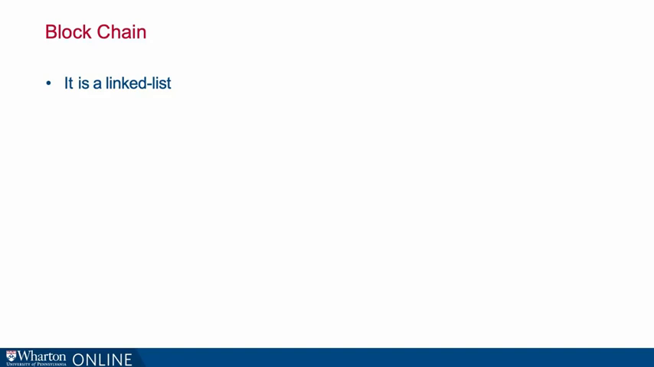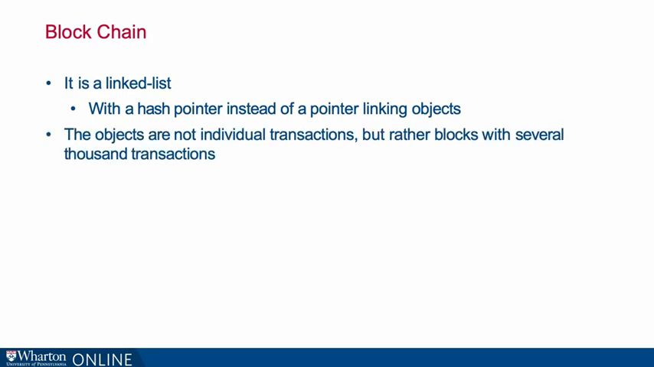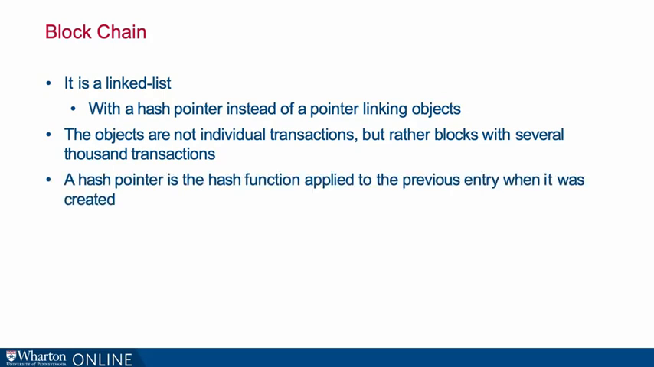So what then is a blockchain? It is a linked list, but instead of a pointer, it has what's called a hash pointer. Now the objects are not individual transactions, but they are blocks. And the hash pointer is simply the hash function applied to the previous entry where it was created, combined with the pointer to the previous element. So it's just pointer plus hash function.